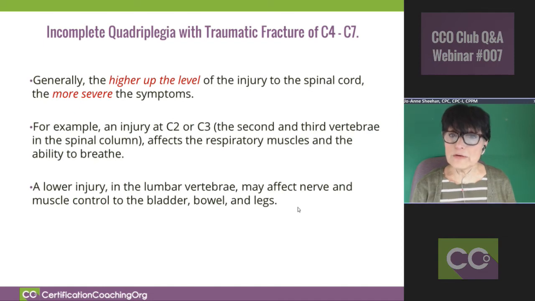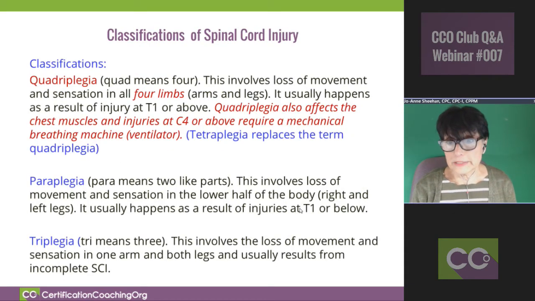Generally, the higher up the level of the injury to the spinal cord, meaning the cervical area, the more severe the symptoms. For example, an injury at C2 or C3, the second and third vertebrae in the spinal column, affects the respiratory muscles and the ability to breathe, whereas a lower injury in the lumbar vertebrae can affect nerve and muscle control to the bladder, bowel, and legs. And there are three classifications for the type of injury.